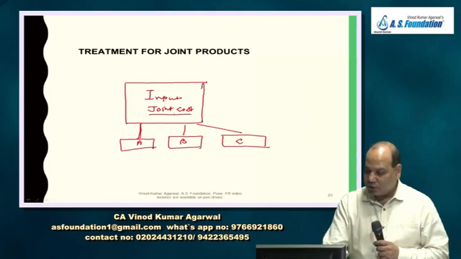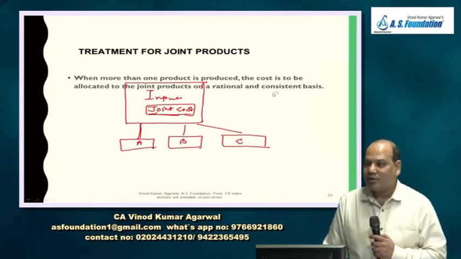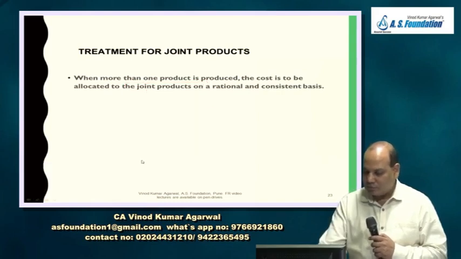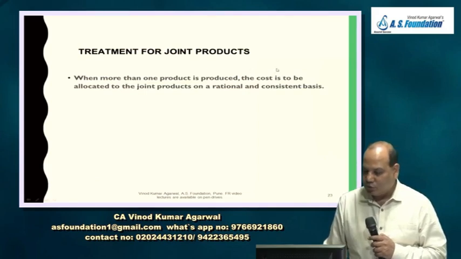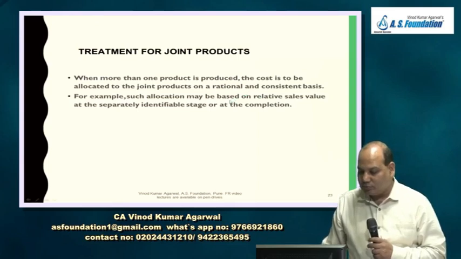So therefore the standard says, in case the nature of the production is such that the cost incurred is common and you have multiple output, then you have to allocate it on a rational and consistent basis. That means you have been given a lot of liberty here. Rational and consistent basis. So you have to design a policy and follow it consistently, which should be rational.